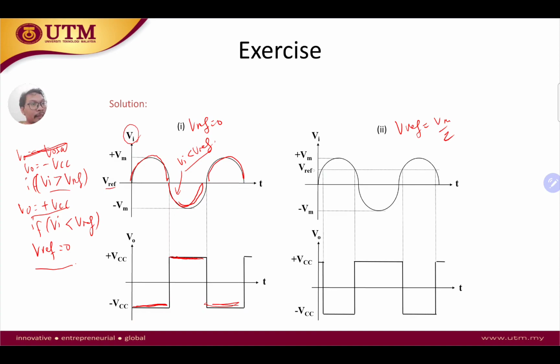So we can see that our VREF now is Vm over 2. Whenever our input is greater than Vm over 2, we are going to have our output as negative VCC. And whenever our Vi is less than VREF, we can see that our V out is going to be equal to VCC, and so on. Okay, so that's finished with the comparator part.